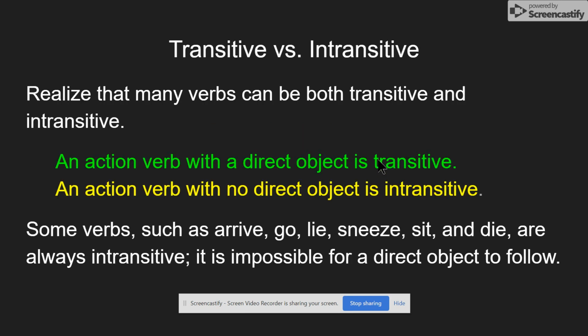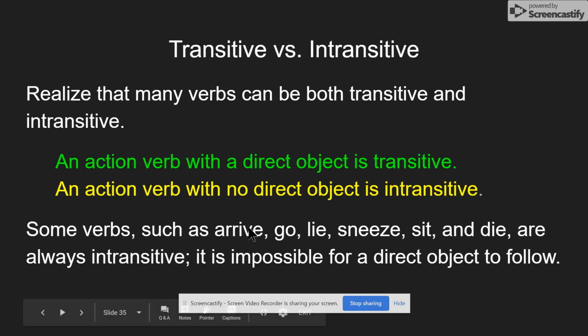Okay, so transitive versus intransitive. One thing that you should realize is that many verbs can be either transitive or intransitive, depending on whether there's a direct object. Some can function both ways. So again, reminder that an action verb with a direct object, so we have moving across, is transitive. No direct object, not moving across, that's intransitive.